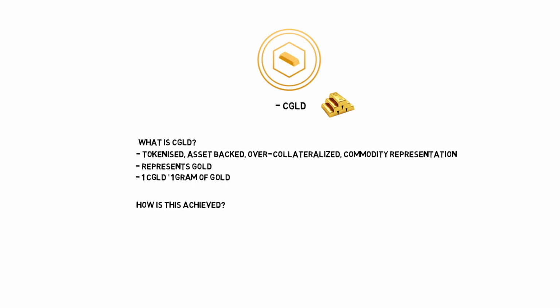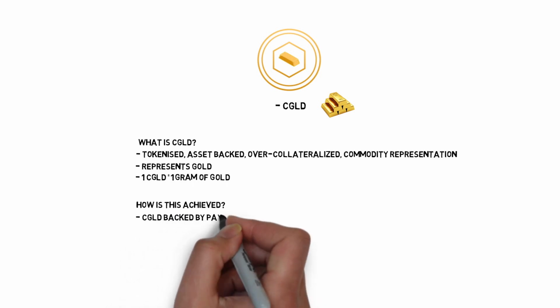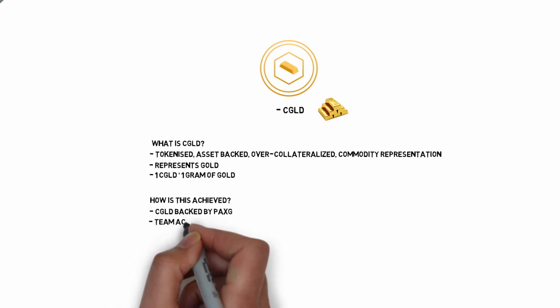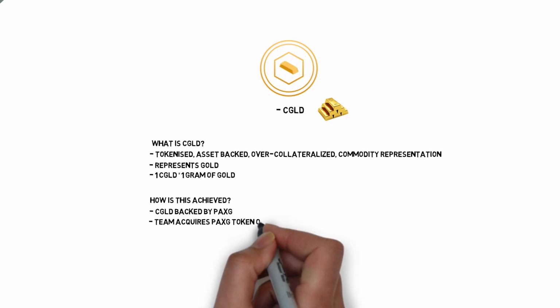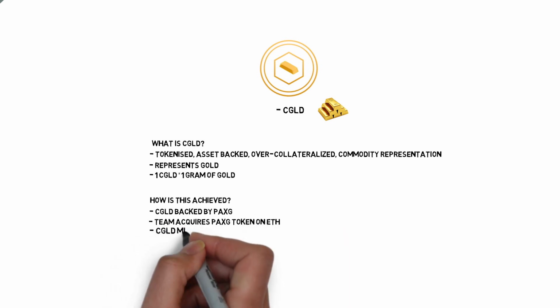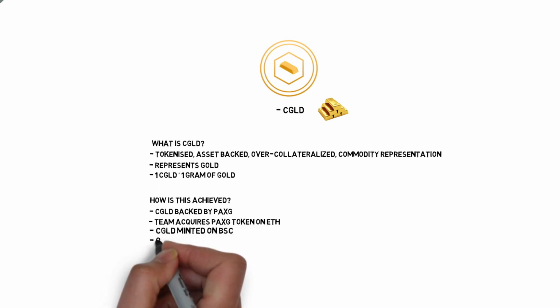Well, remember how I mentioned that C tokens are asset-backed and over-collateralized. Every C token would be backed by the PAXG token, which is Paxos Gold. The team would be acquiring the Paxos Gold token on the Ethereum chain and would be depositing it in a secure vault, after which C tokens or the CGLD would be minted on the BSC chain.